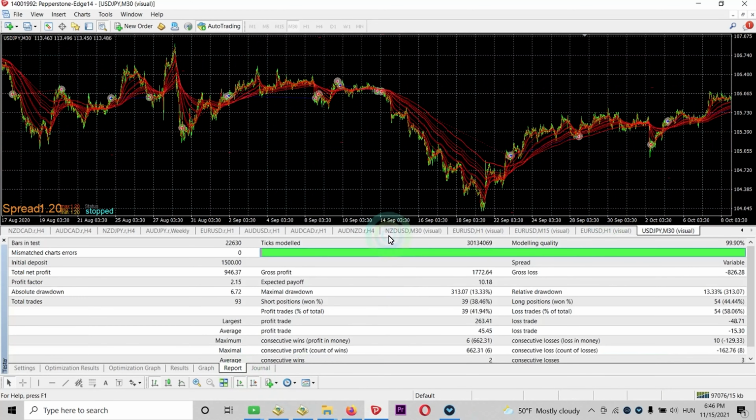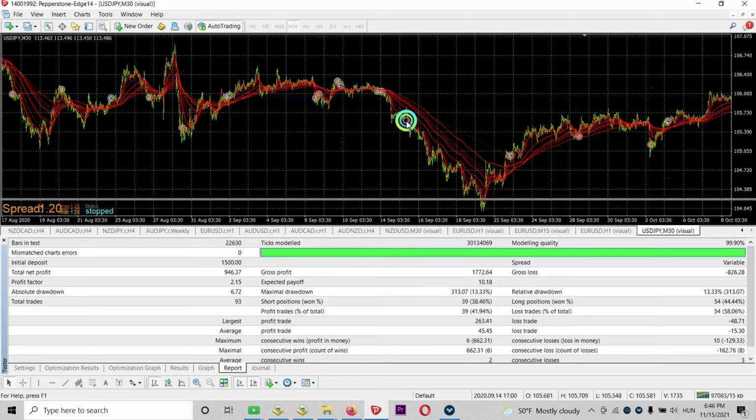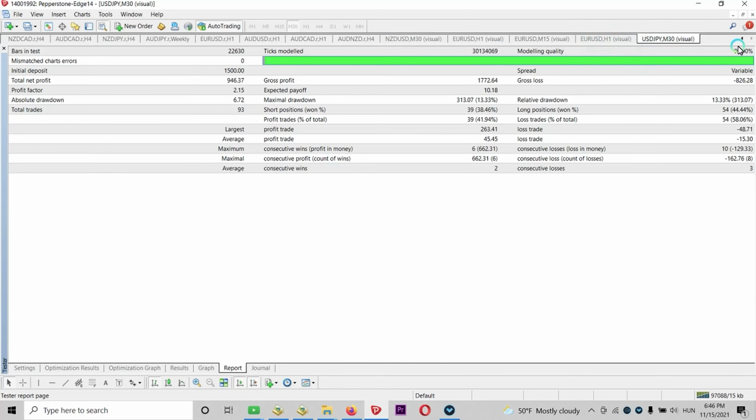Now I show you the report. Now it says that it is 99.9% tick data, of course, and it is zero mismatch chart errors, so it is really important too. And what is really important for me personally is the risk to reward ratio. I care about risk to reward ratio the most, and the largest profitable trade to loss trade.